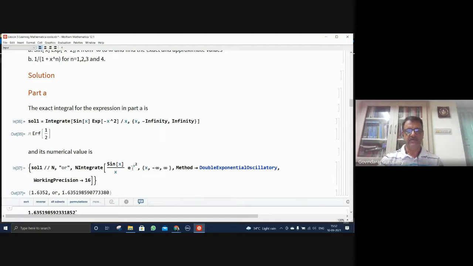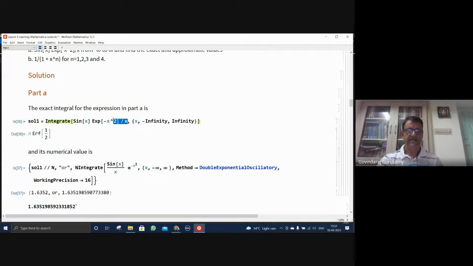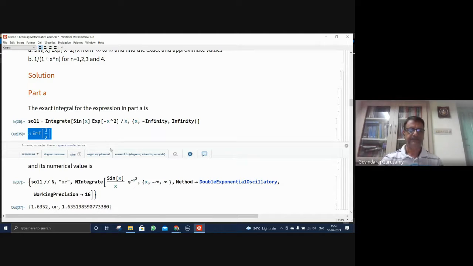So how is this function going to behave? Why is this happening? Now you can start analyzing this. When I plot sin x by x, what happens? Introduce the multiplication of e power minus x square and see what's happening. And what is the reason for the error here? Why is it coming as an error here?